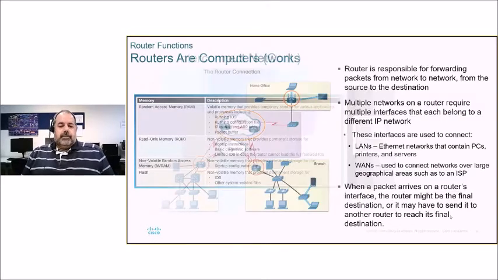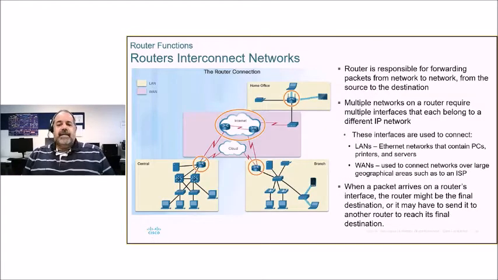Okay, now, of course, routers, as we said, interconnect networks. And so because they interconnect more than one network, that's why they do the forwarding of packets between them. Multiple networks on a router require multiple interfaces that each belong to that different IP network. And so the Ethernet interfaces need to be configured to be on the LANs they need to be, and the WAN ports, of course, probably hook into your ISP or whoever it might be. When a packet arrives on a router's interface, the router might be the final destination, or we might have to send it to another router to reach its final destination.